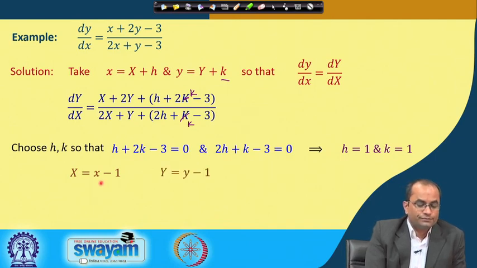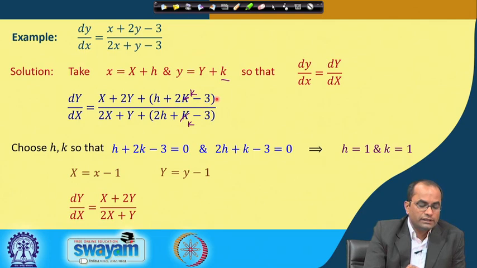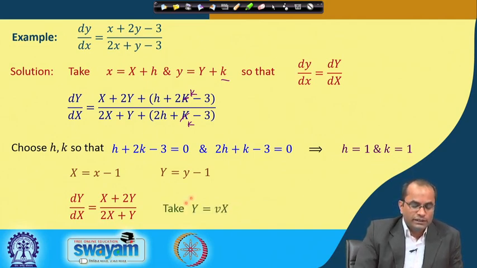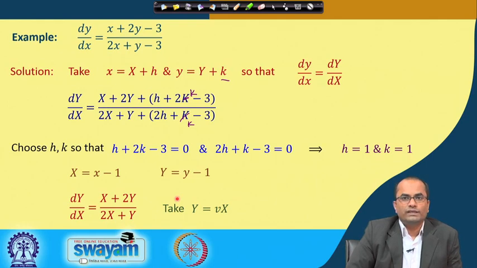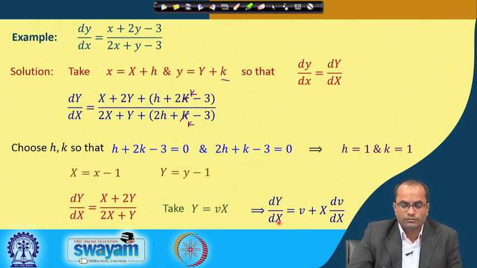That means our substitution is big X is equal to x minus 1 and big Y is equal to y minus 1, and now we can substitute in this equation. Naturally, this term is 0, this term is 0, and we have the homogeneous equation, which we know how to solve. So, we need to again substitute y is equal to Vx as explained before for the homogeneous equation, and then that will give us this dY over dX in terms of big Y and big X, V plus X dV over dX.